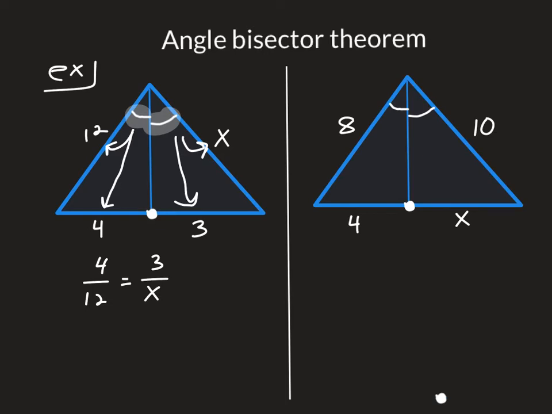And once we have this proportion set up, we can go ahead and just cross multiply. So I can go 4 times x, which is 4x, that's equal to 3 times 12, which is going to be 36. And then I'm just going to solve for x, so I'm going to divide by 4 and divide by 4, and now I have my solution: x is equal to 9.